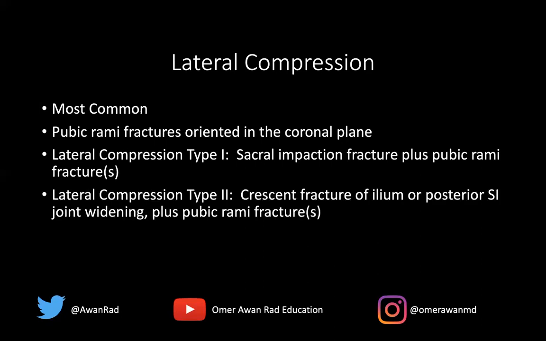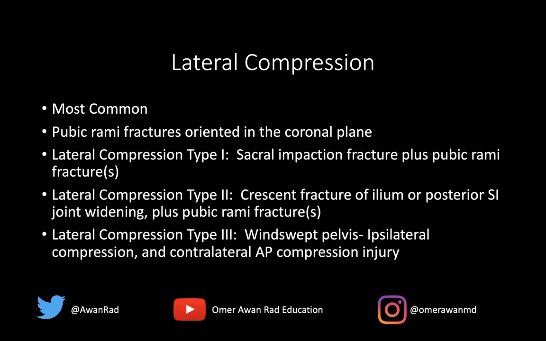A lateral compression type 2 is when you have a crescentic fracture of the iliac bone or diastasis of the posterior SI joint plus coronally oriented pubic rami fractures. And a type 3 lateral compression is when you have a windswept pelvis. So on one side, you have a lateral compression injury, either a type 1 or a type 2. And on the other side of the pelvis, you have an AP compression type of injury. So that combination is going to be a lateral compression type 3 injury.